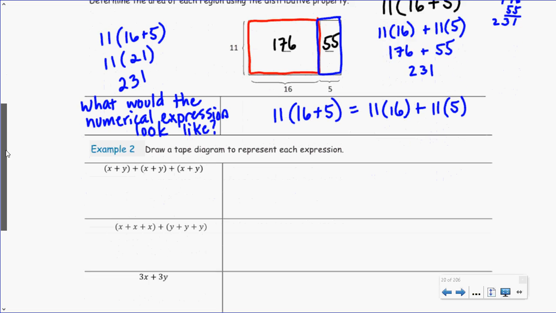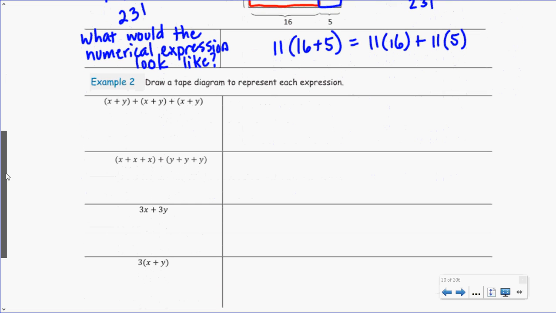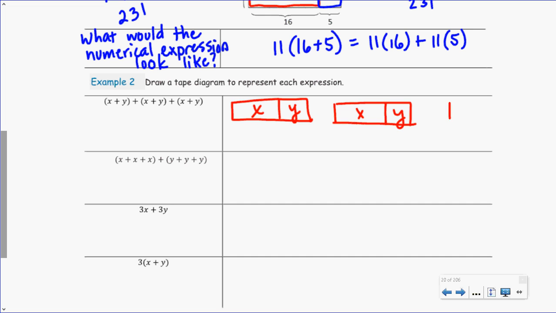All right, for example 2, we're going to go through these quickly. We're just going to show 3 separate x plus y's for the first example. I don't know how big x and y are, but we want to make them different sizes just so that I can see. Even though I don't know which one is bigger, I'm just going to make the x bigger just so we can see a difference. So there's one x plus y, there's another x plus y, and here's one more x plus y. So that would be the first example.